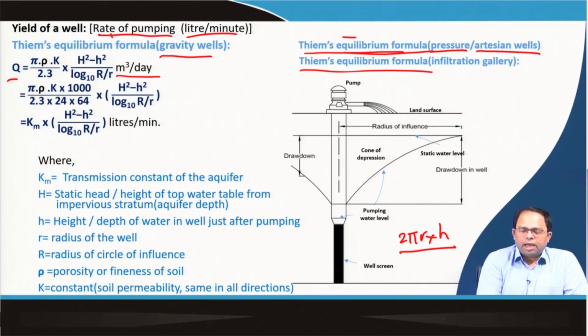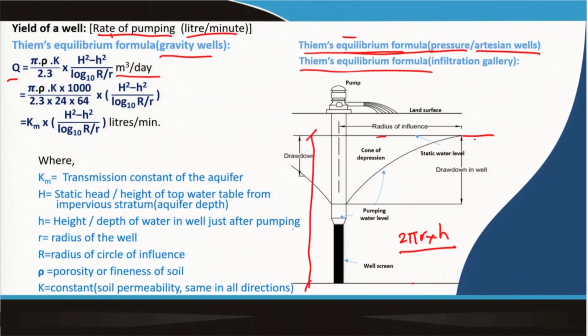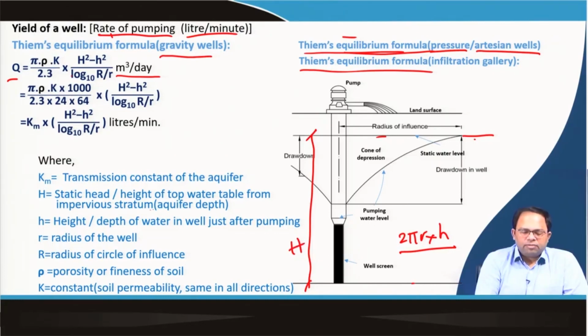Big H is the static head, or the height of the top of the water table from the impervious stratum, or the aquifer depth. So that means this is the impervious stratum. We assume that the entire aquifer is being utilized by this particular tube well, and this is the static head or the water table. This entire distance is basically the big H. So this is the aquifer depth, or the height of the top of the water table from the impervious stratum or the end of the aquifer. Small h is the height or depth of the water in the well just after pumping. So this is the height of the water just after pumping, maybe the height of water is until this. So this is the small h.